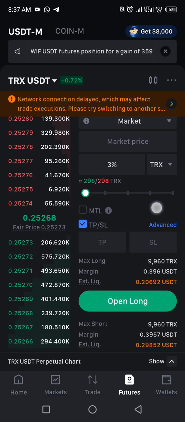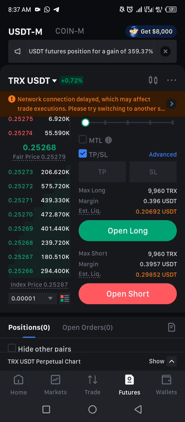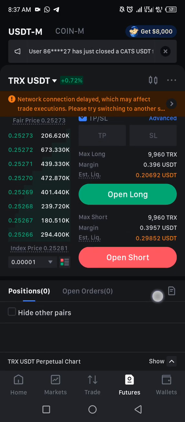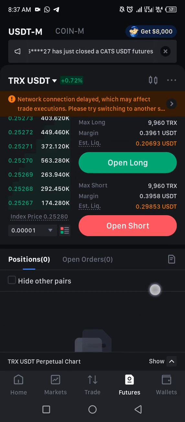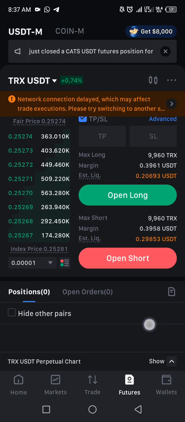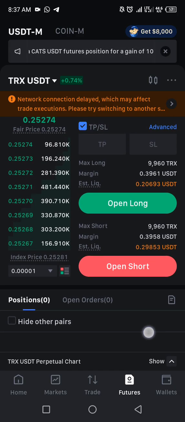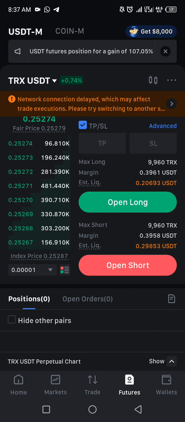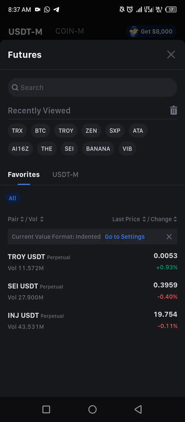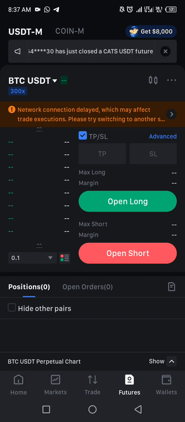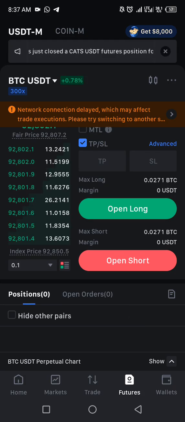And if it is long, you go long. If it is short, you go short. Then you start watching your profit. Then after entering a trade, you can set stop loss or take profit. You can set stop loss or take profit. I'm thinking of entering BTC, but let me just wait. I have to look at the charts.